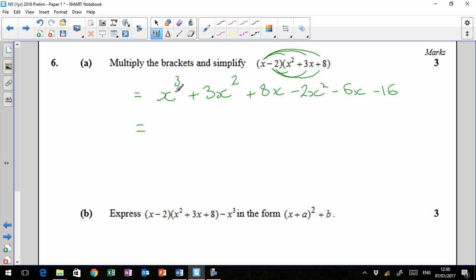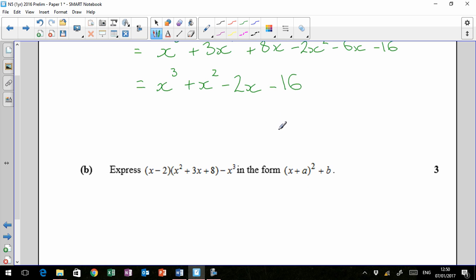Okay, then we simplify. X cubed, nothing else goes on with x cubed, so that's just going to be x cubed. We have 3x squared, take away 2x squared, so that's just an x squared. And then 8x take away 6x is minus 2x, and then your minus 16, nothing else going on with numbers, so that's your end.